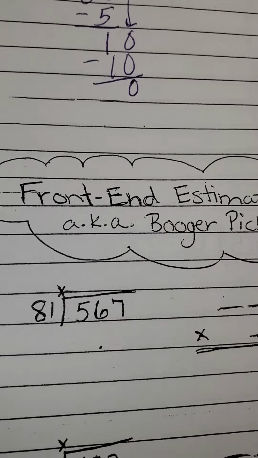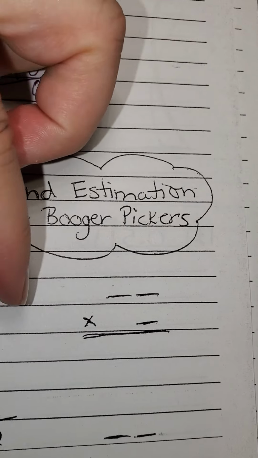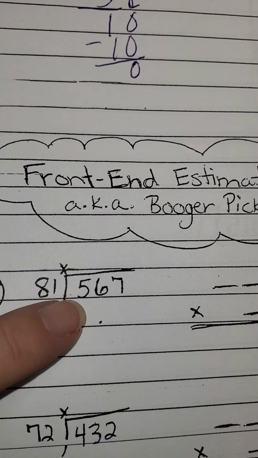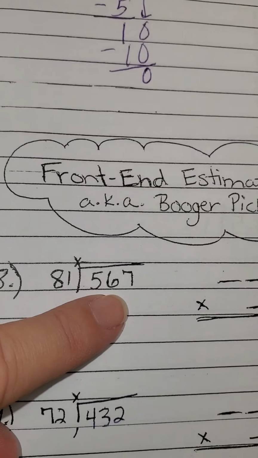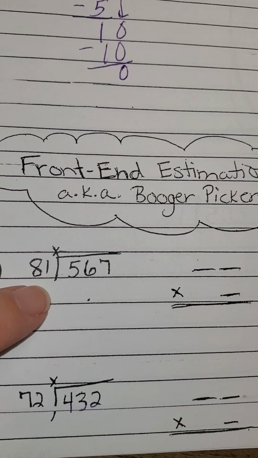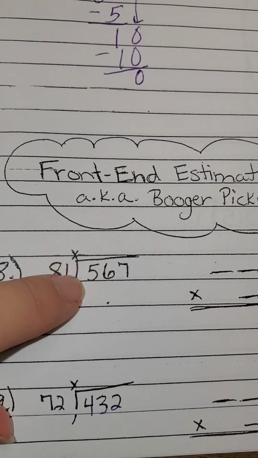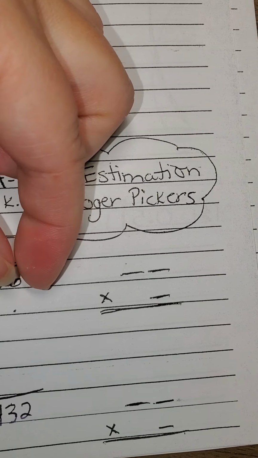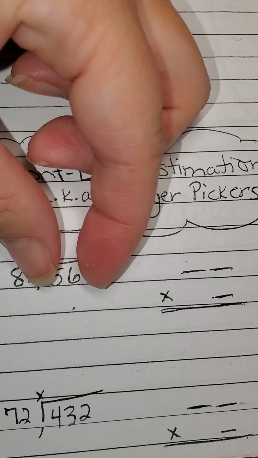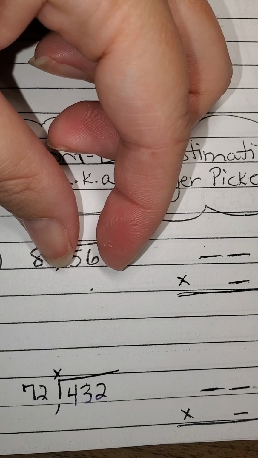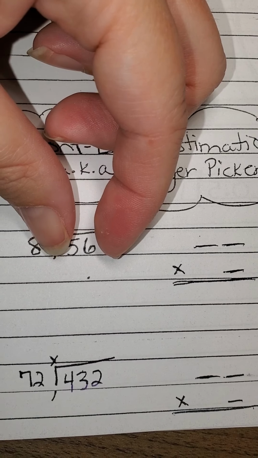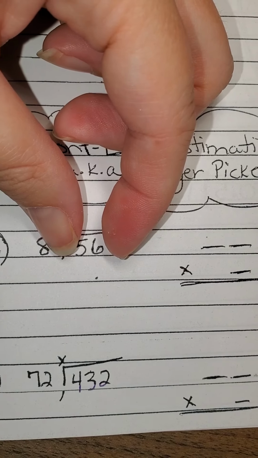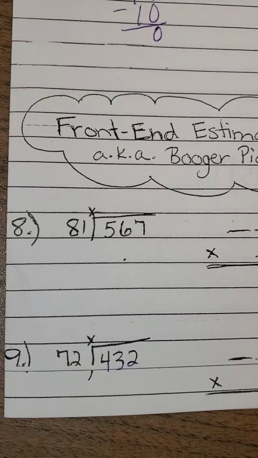So what we're going to do is we're going to cover up the last digit in each one because we're going to estimate where to start. Because right here, 81, how many 81s are in 567? I don't know, but I need to get an estimate because I don't want to try 81 times 1, 81 times 2, 81 times 3. So I'm going to estimate. Cover up the last number on each one. So now how many 8s are in 56? That'll give me a good starting point. How many 8s are in 56? Yeah, about 7. So 7 would be a good place to start.